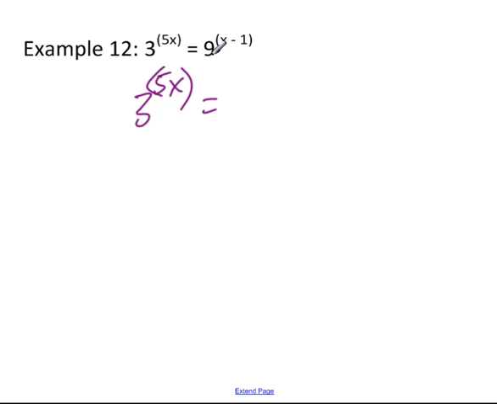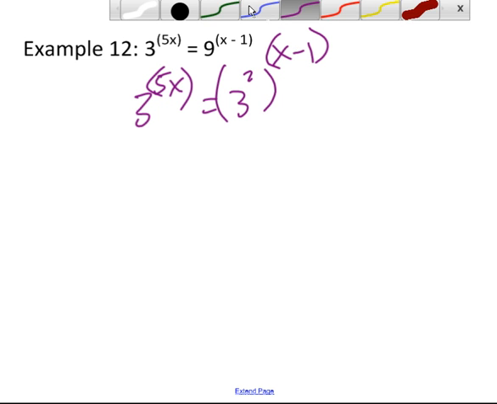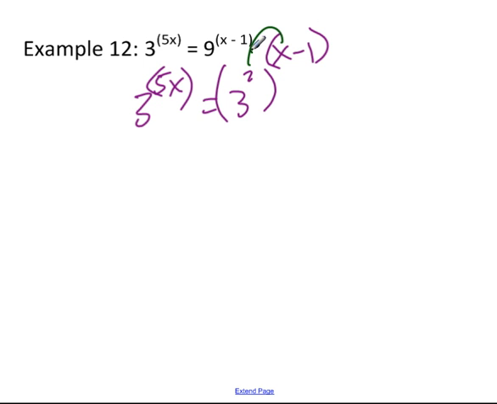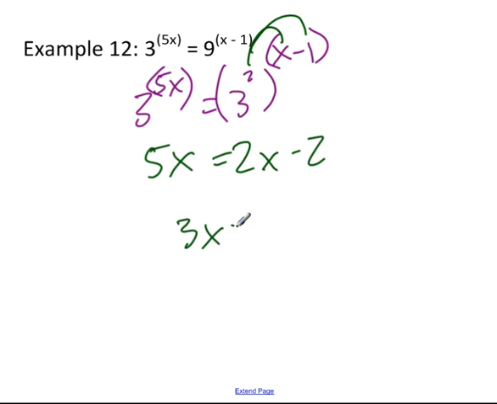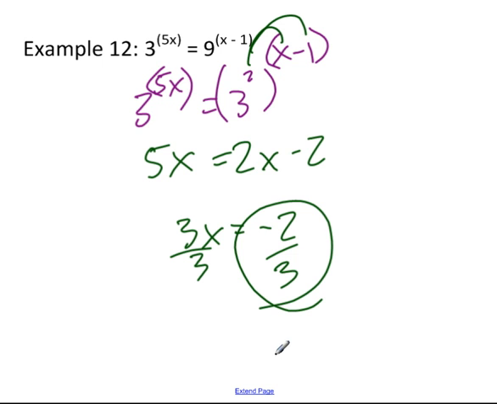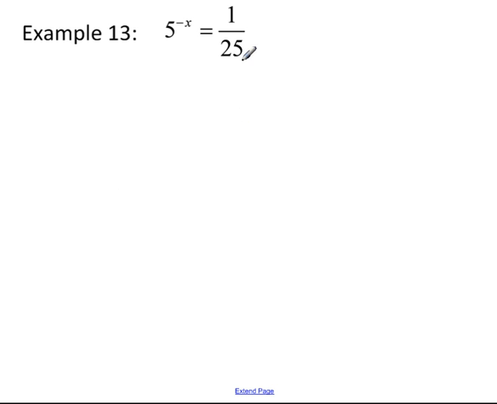Alright, so here 9 is going to be 3 squared all to the x minus 1. Again, we're going to distribute, bam bam, 2x minus 2, 5x over here. So 3x is going to equal that negative 2, and x equals our negative 2/3. Good quality stuff.